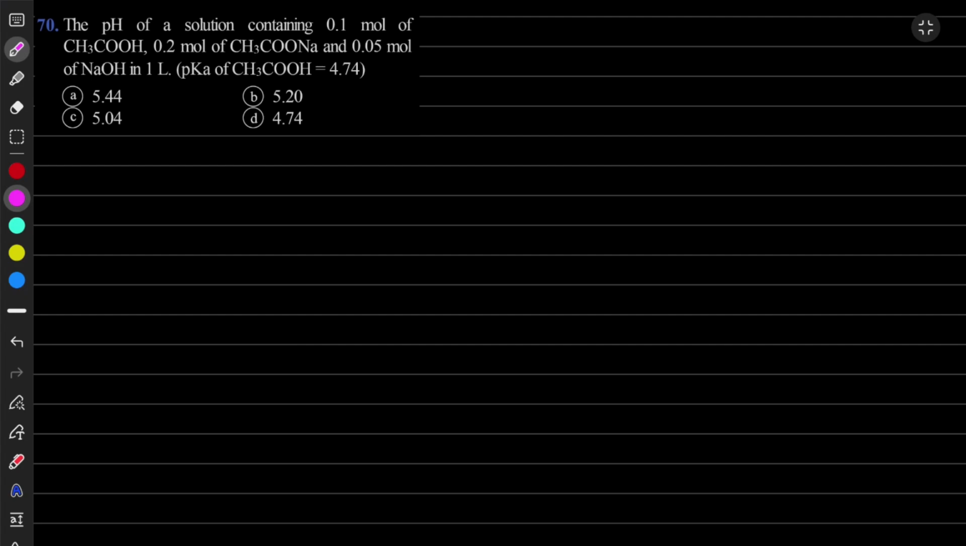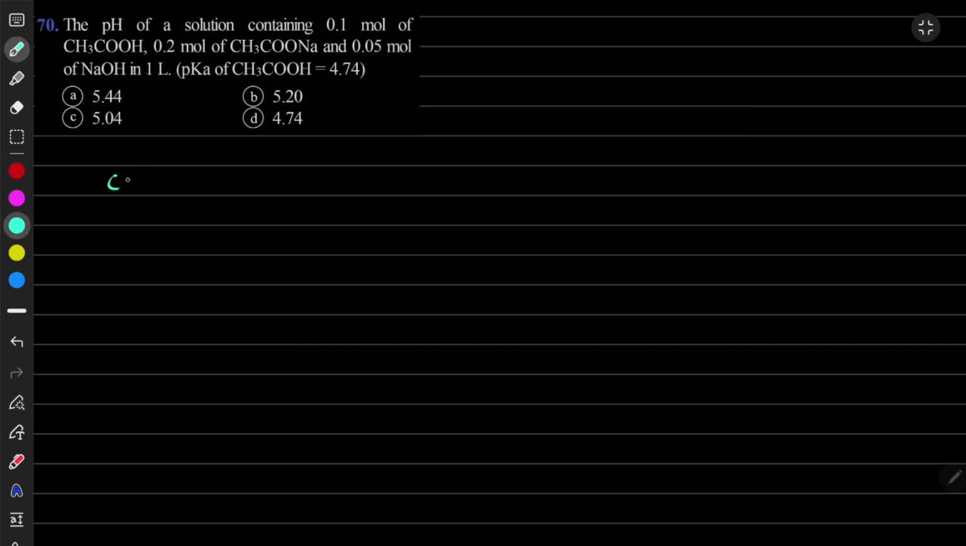Let us read the question. The pH of a solution containing 0.1 mole of acetic acid, 0.2 mole of sodium acetate and 0.05 mole of NaOH in 1 liter will be how much? pK of acetic acid is given. So let us see first what terms are given.